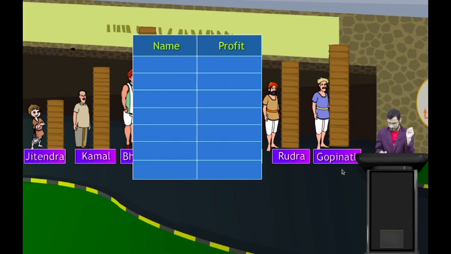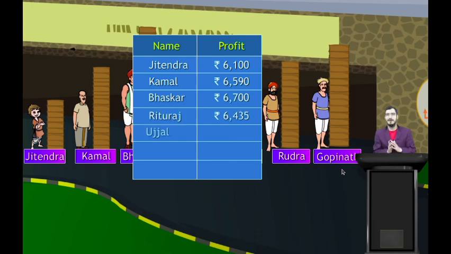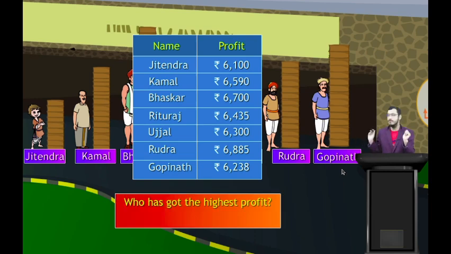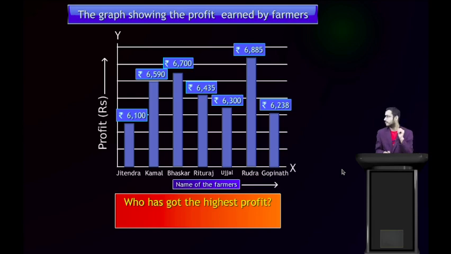So here the names Jitendra, Kamal, Bhaskar, Rituraj, Ujjwal, Rudra and Gopinath are the farmers' names, and you can see the profit in the next column, 6100, 6590. So who has got the highest profit? Can you tell me? You can easily find out the answer.